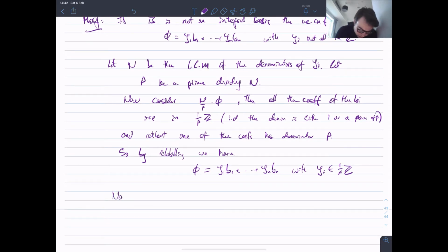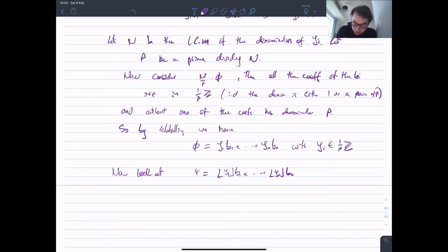So now let's look at the following number. I'll call it psi, which is what you get if you change the coefficients to their floors. So this is the largest integer smaller than y1, say, because this is a rational number. So we consider this expression. This is psi. This is just the integer part. The floor function just gives the integer part.